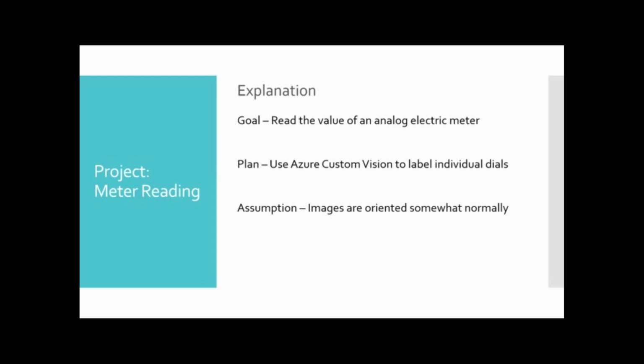Our goal was to read an analog electric meter. Our plan initially was to use Azure Custom Vision to label the individual dials, and our first assumption was that images are oriented somewhat normally, not totally upside down and backwards.